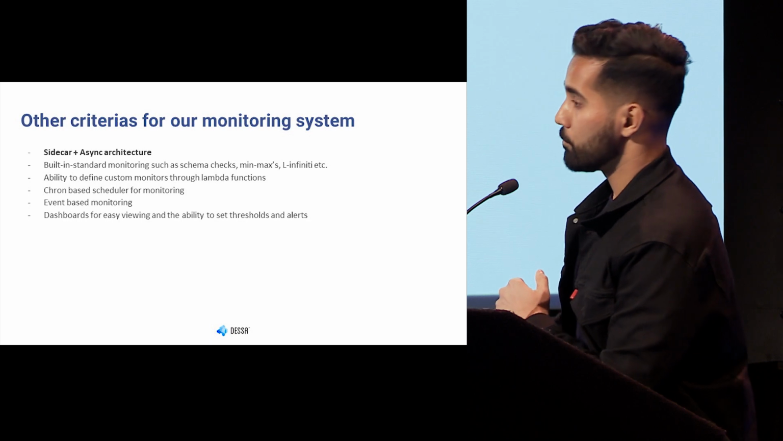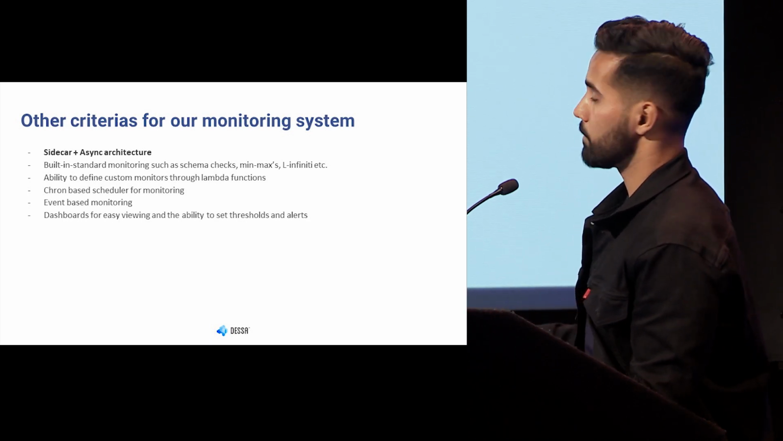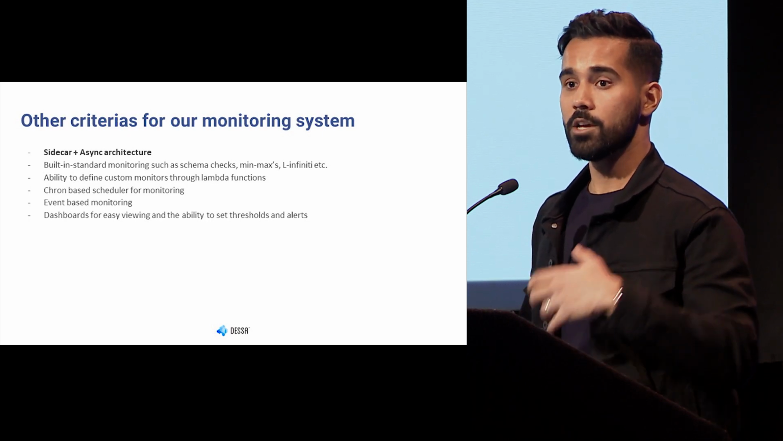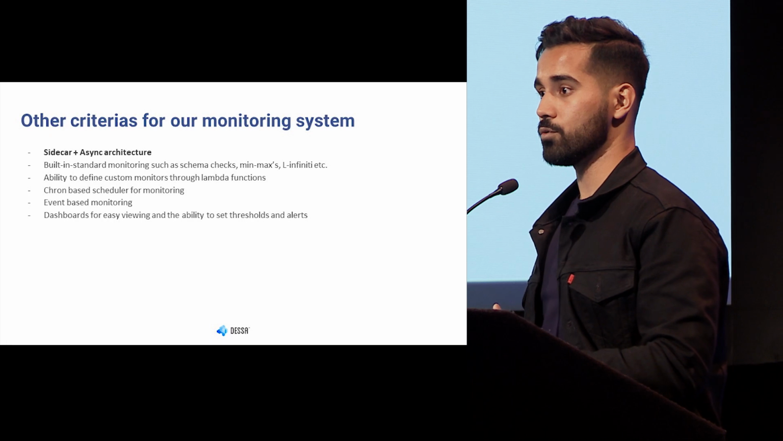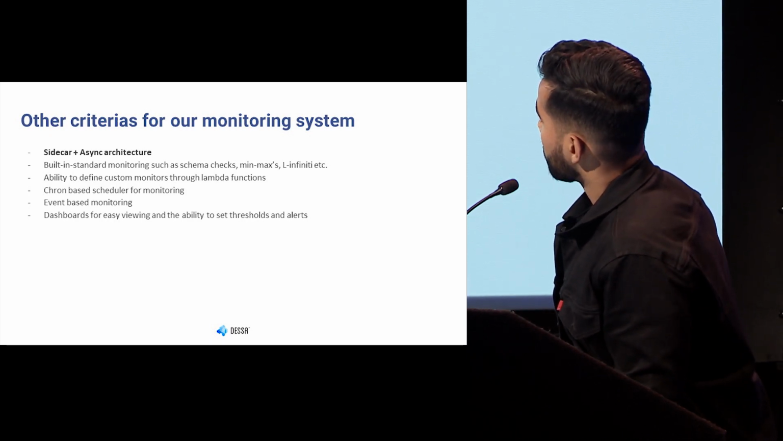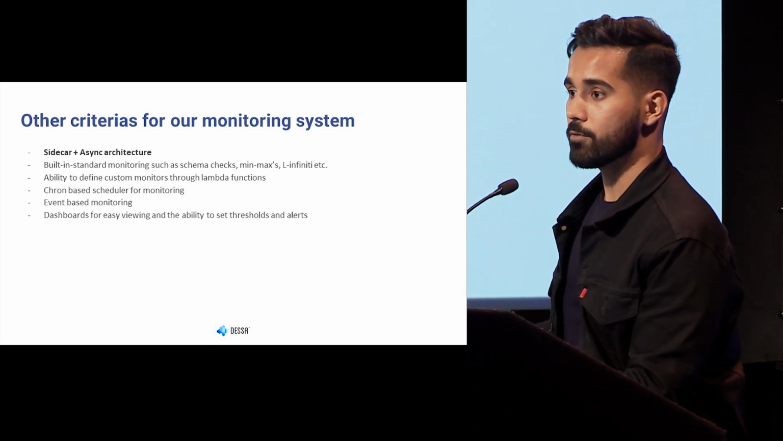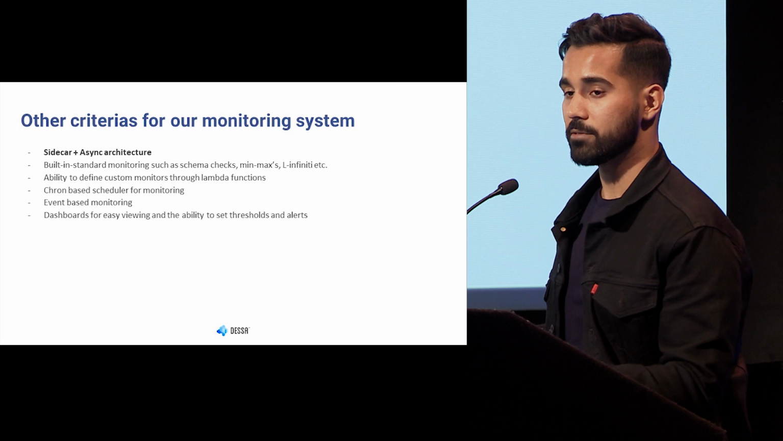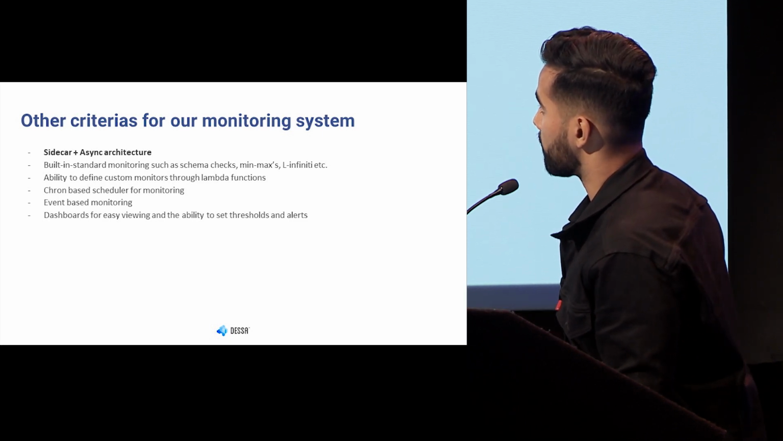Along with that, you need to be able to provide some standard monitoring features. For example, schema checks, min-maxes, L-infinity checks that I talked about, right? Which your data scientists don't have to define again and can just use automatically. Next up is you need to be able to define custom monitors. So that's where the custom method comes in, right? We need to be able to define custom Lambda functions so that we can run different kinds of algorithms on each one of our functions.